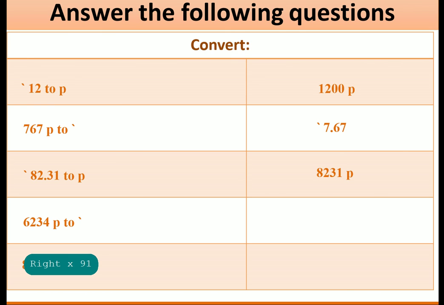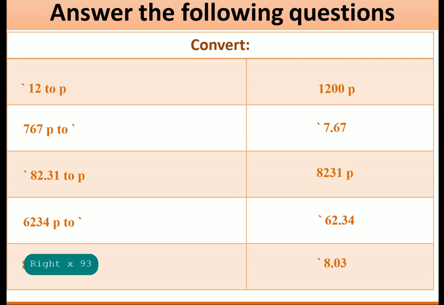Next, 6234 paisa to rupees. To make it rupees, we have to just put a decimal point after 62, means before 34. Yes, it is rupees 62.34. Then 803 paisa to rupees. What do we have to do? We just put a decimal point before 03. So it will be rupees 8.03. Very good. I know you have all done it in your notebooks.